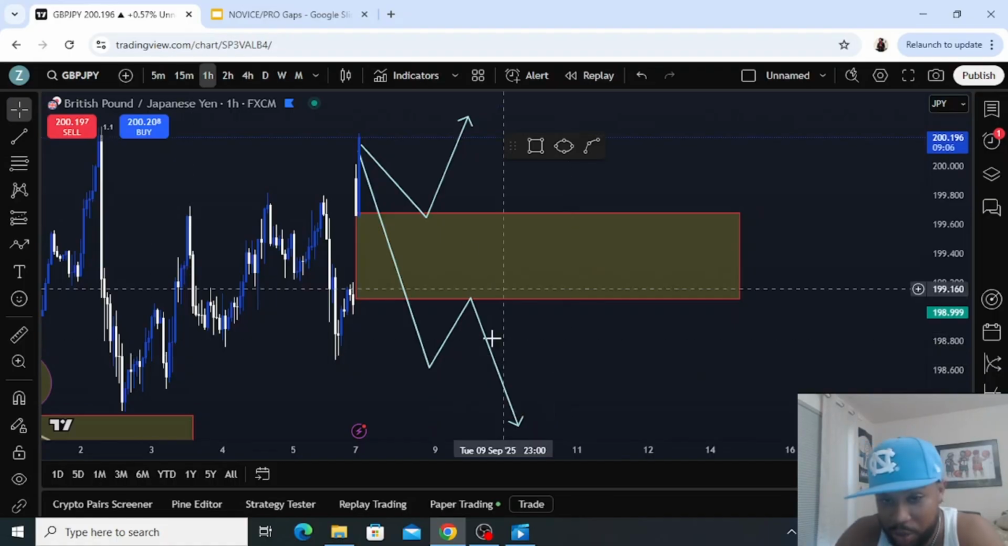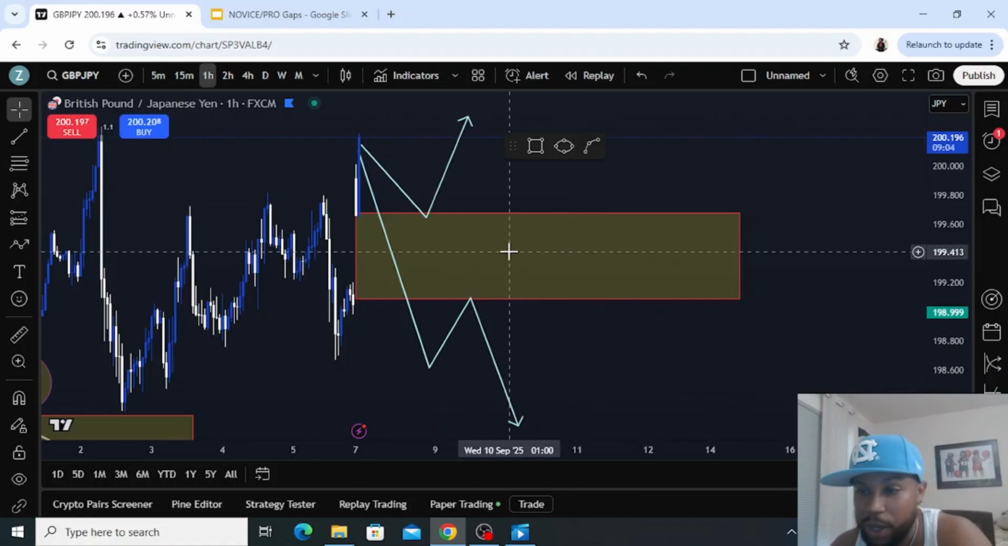But this is what we're looking at this week. This is exactly how I trade every single gap with this exact same type of setup. And honestly, that's how you should too, because anything else is honestly just too confusing.